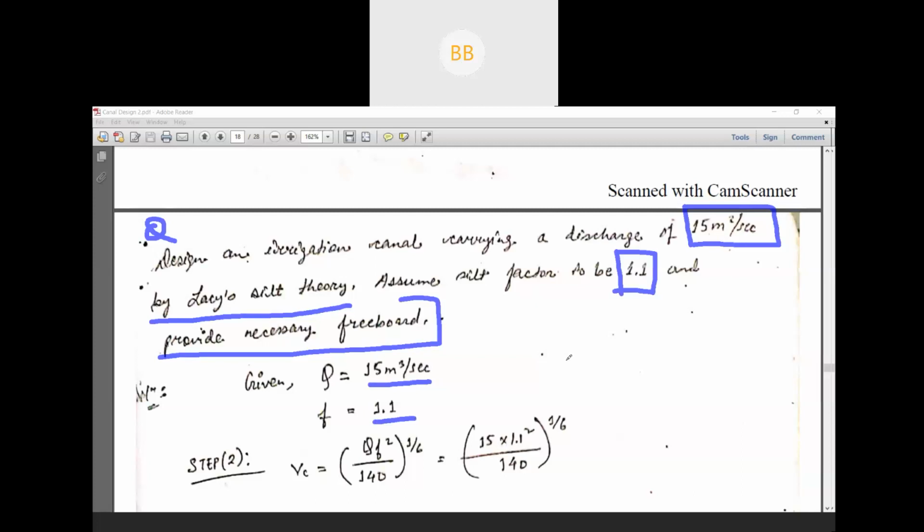If you remember, in Lacey's silt theory the first step is to find the silt factor. As in this question the silt factor is already given, we are going to directly move to step number 2. Because the silt factor is already known, we are not going to determine it again. That is why we skip step number 1 and move on to step number 2.